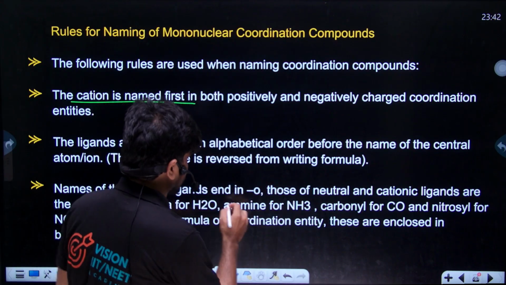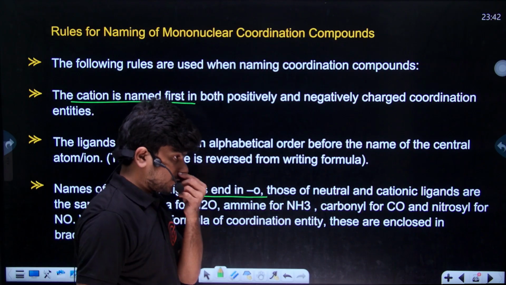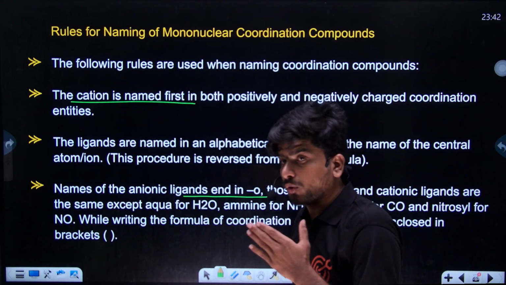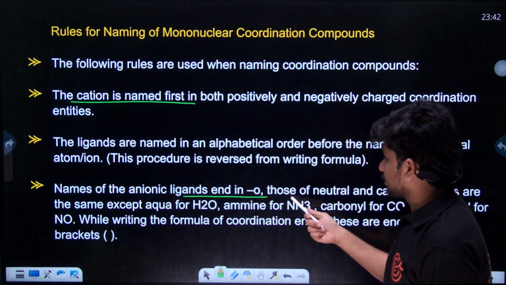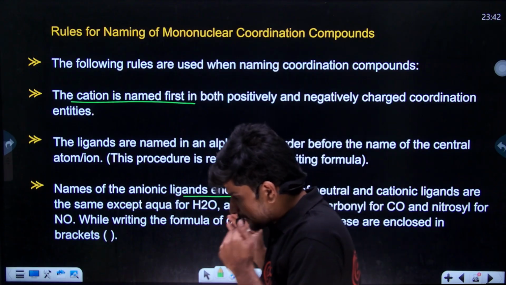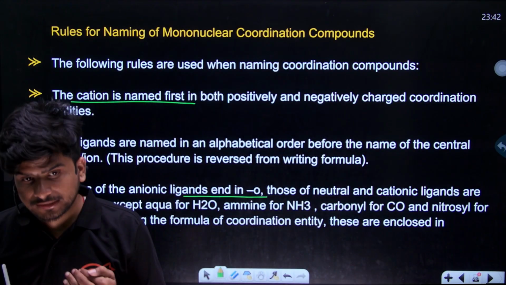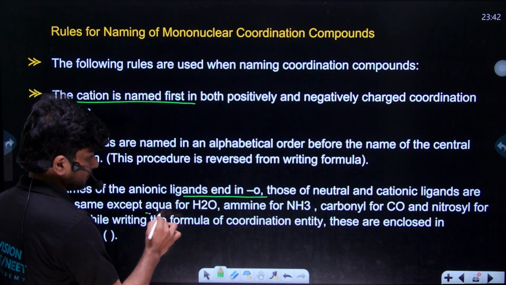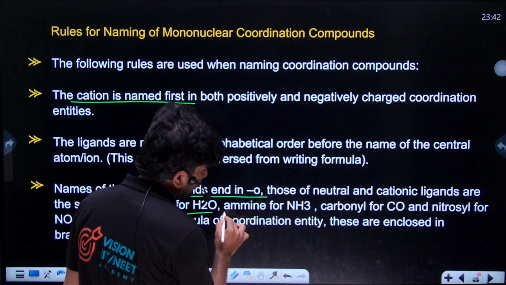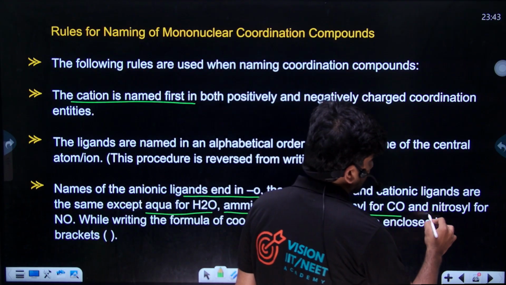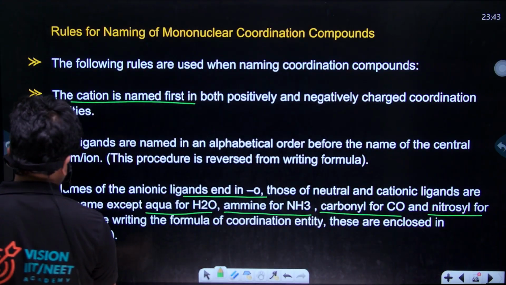The name of the anionic ligands ends with O. This is very important again. The names of anionic ligands end with O. Suppose if I say chlorine, you will be writing it as chlorido. For neutral and cationic ligands, you write the same name, except for aqua, H2O; ammine, NH3; carbonyl, CO; and nitrosyl, NO.